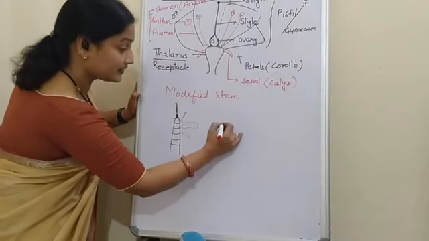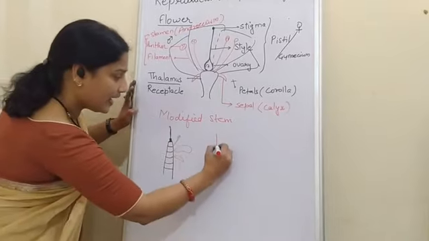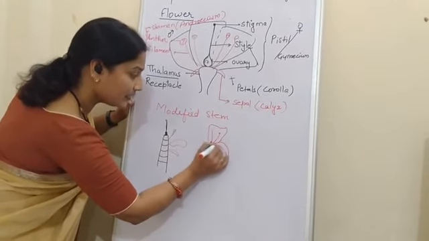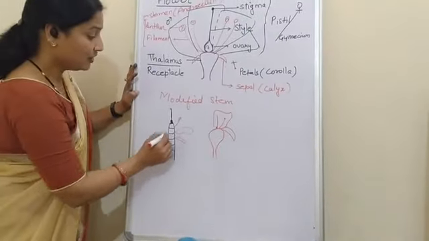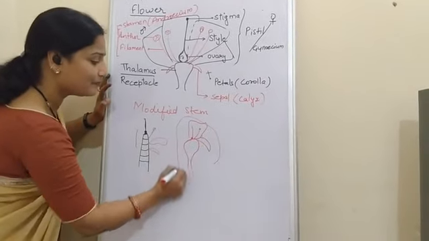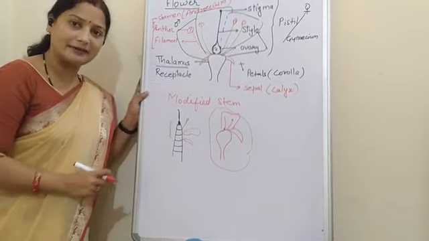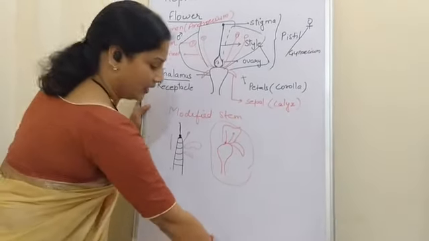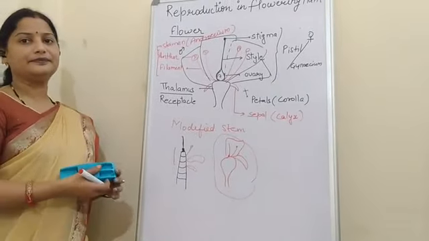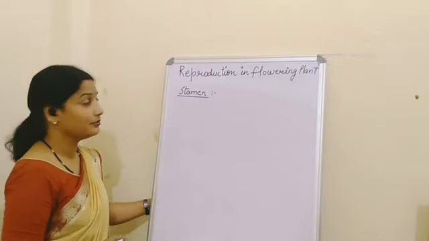Clear? Now this is again at the center, and they will all be compressed, and then they will originate from here. Understood? So this whole is compressed to form the flower, and that's why we call it a modified stem. Now just after this we'll start with the structure of stamen. Now let us see the structure of stamen.